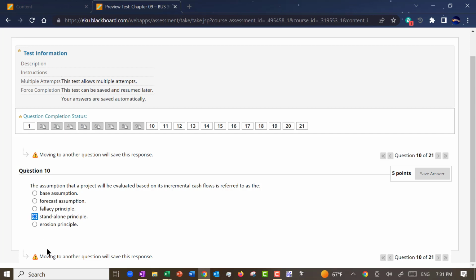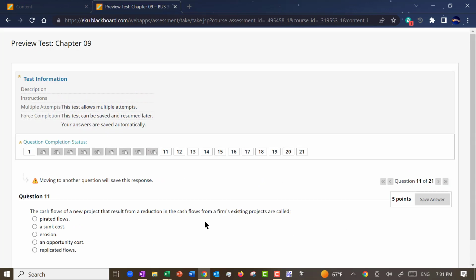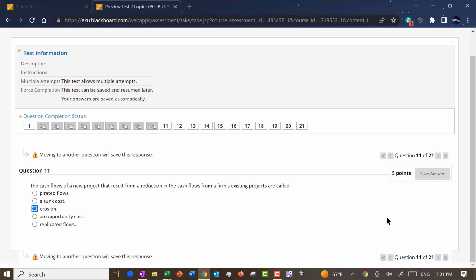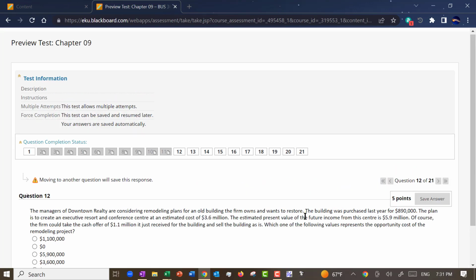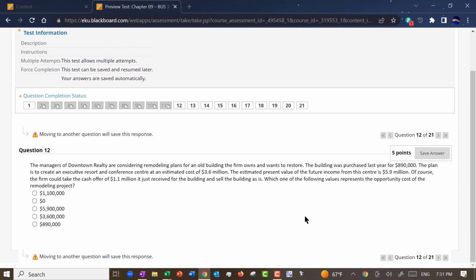Cannibalism is another name for erosion. Again, these are stuff you guys can read. That's why I'm not spending too much time on them, so that I can spend time on these things. Remember, these things are at home, so you have no excuse not to read the chapter, at least at that time. And there's no time limit either.